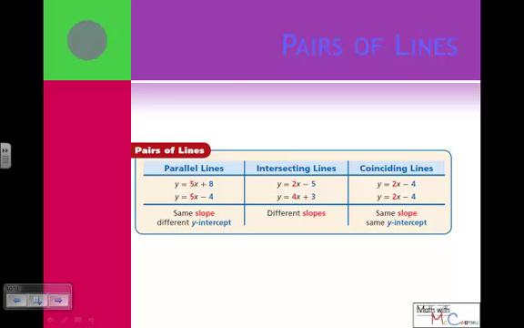Now, lines that are parallel are lines that have the same slope but a different y-intercept. Remember, a few lessons ago we said parallel lines have the same slope. If lines are intersecting, they're going to have different slopes. It doesn't matter what the y-intercept is, but if they intersect, they have different slopes. And coinciding lines, which really means the same line, if you graph them, they're right on top of each other, so they'll have the same slope and the same y-intercept.